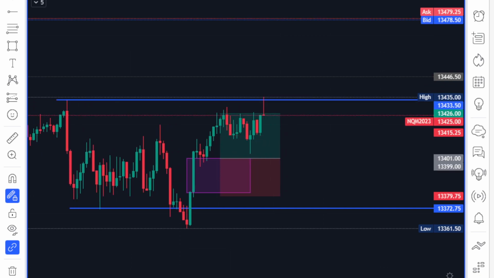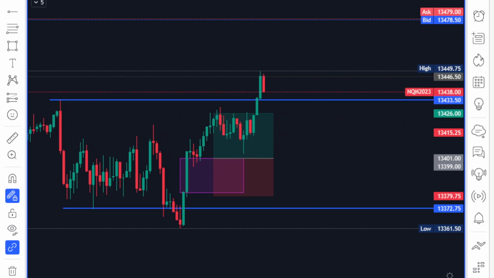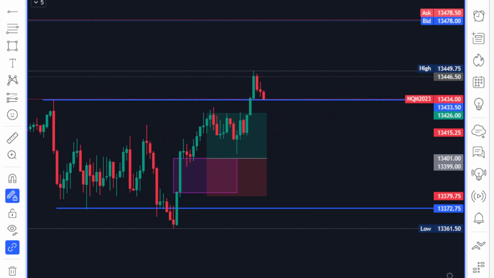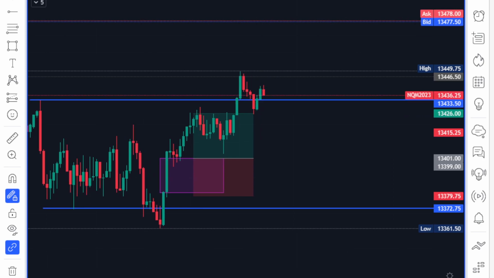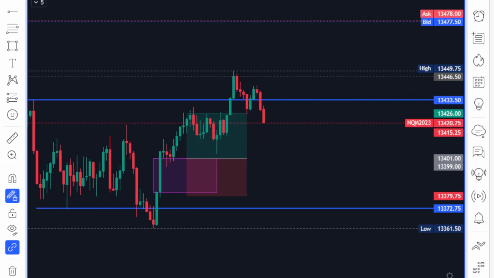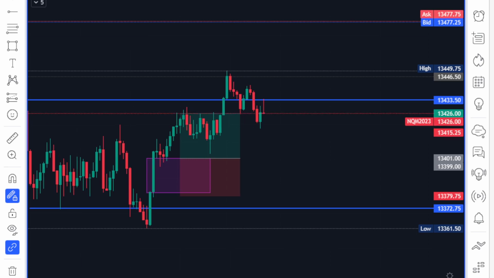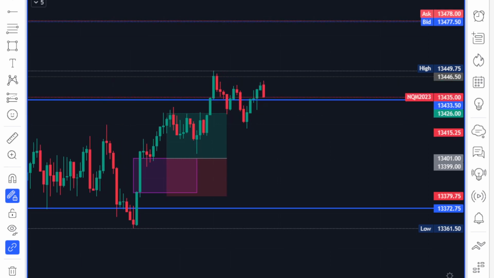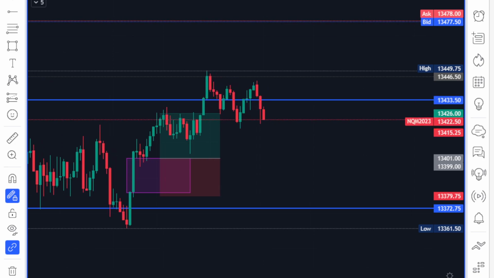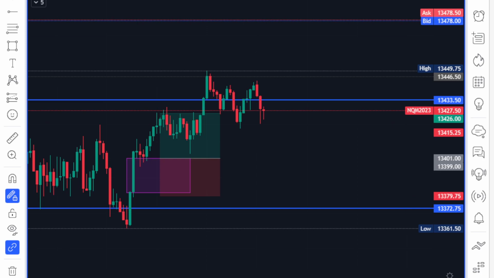Came back down almost to our entry there and then continued higher all the way up to the 49. So we took profit at the 26 and it went to the 49. So there again, if you're into holding your trades longer or if you wanted to leave a runner on, you certainly could do that to kind of make more money there. That's pretty much the silver bullet setup.